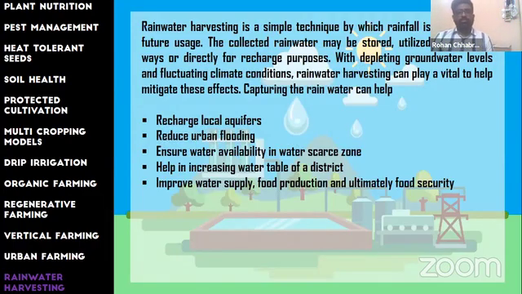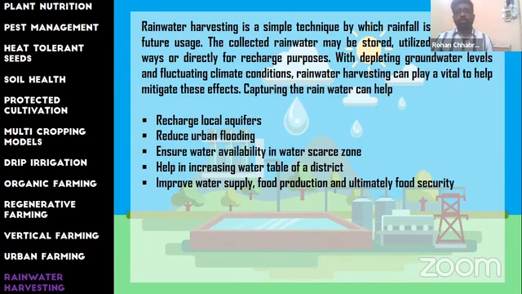Then rainwater harvesting. Rainwater harvesting is not a new technique, it's a very old technique. But with the reduction in river flow and with intense heat waves, we are all facing challenges of drought or less water in summers. So it has become essential for communities and government to ensure that we start harvesting rainwater. It is a simple technique by which rainfall is collected for future usage. The collected rainwater may be stored, utilized in different ways, or used directly for recharge purposes.